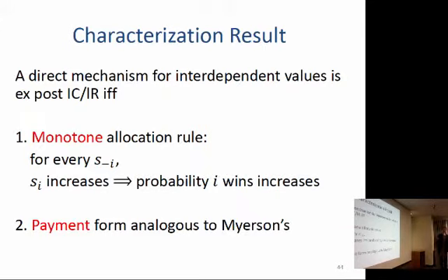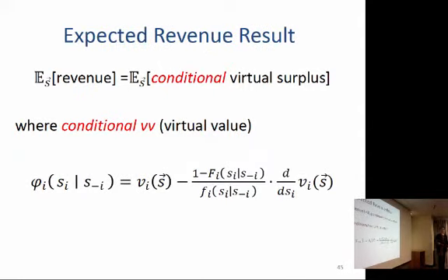So, a direct mechanism for interdependent values is ex post IC and IR if and only if we have monotonicity, which in this context means that as a signal of the bidder increases, he's more likely to win. And payments, it's just analogous to what we had before. And then we have an expected revenue result.